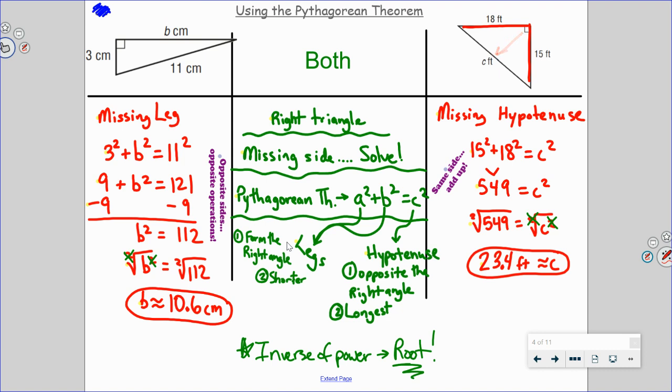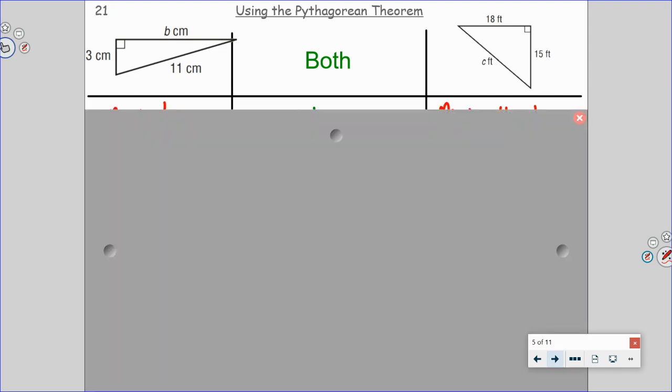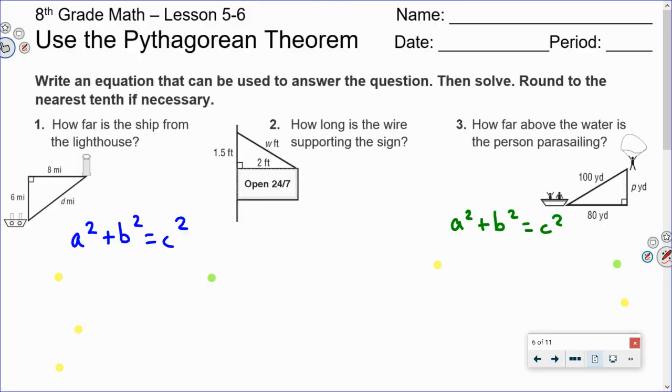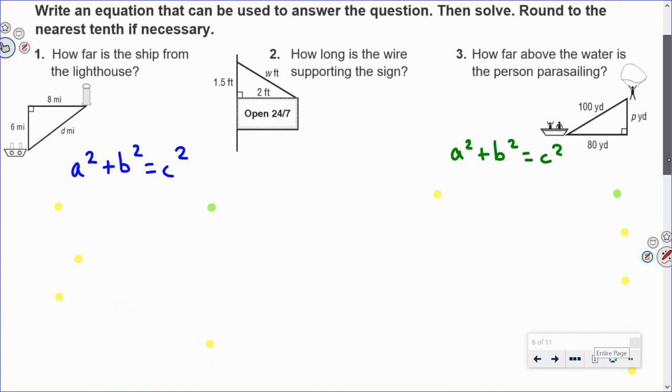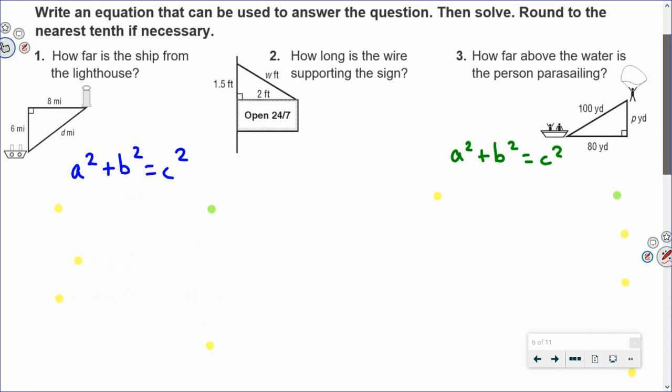So for every problem on the assignment for the rest of today, ask yourself: is the problem I'm doing more like the problem on the left with the missing leg, or the problem on the right with a missing hypotenuse? Then you can use these examples to help guide your solving. Let's go ahead now and start up some of those homework assignments. We're going to do number 1 and 3 together, and then we'll move to the back side.